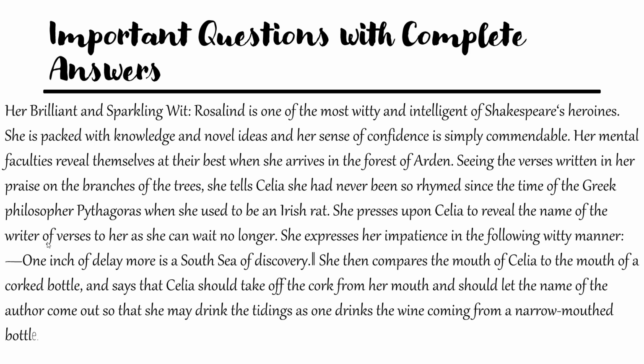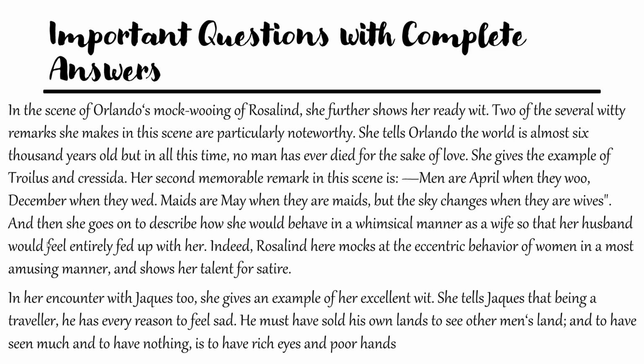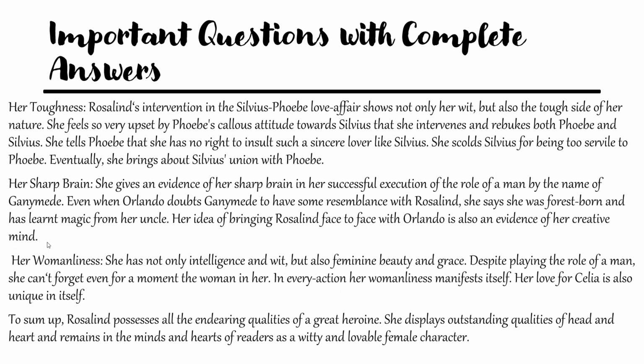Character sketches are very important for the play. And then finally, the love story of Orlando and Rosalind, then her toughness, sharp brain, her womanliness. To sum up all the characters, she is a complete heroine, a complete package, a great woman who has great wit and a great brain to contribute to the play, and a lovable female character narrated by William Shakespeare.